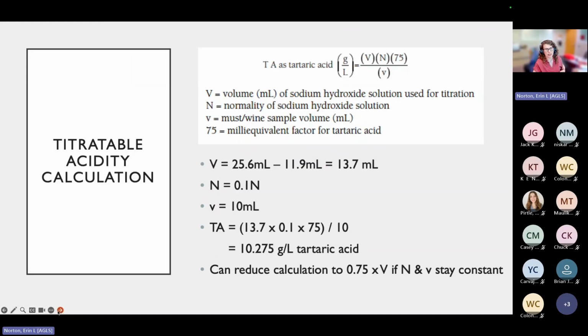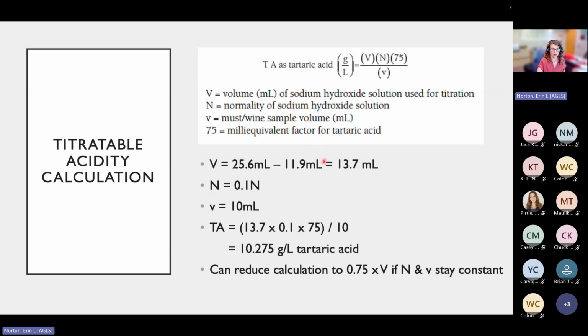So how do I do the calculation? I pulled this out of the fact sheet. We've got our titratable acidity as tartaric acid. Okay, so that is the unit. It's grams per liter of tartaric acid is how we denote it. And in this particular example, I had an end volume of 25.6. That's what I read when I had my hand up.